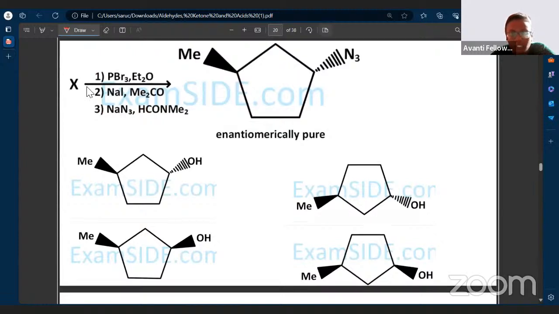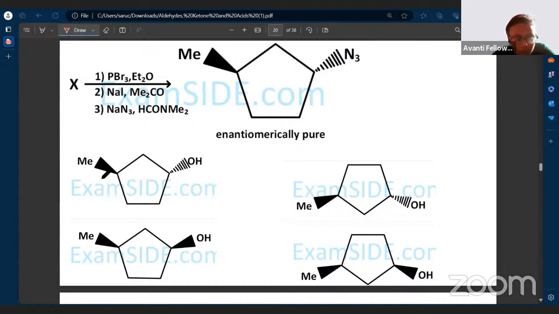So in this question, the product is given. You have to find out the reactant. The reagents are given: PBr3, Et2O, NaI/Me2CO, NaN3, and HCO. When X reacts with these three reagents, we'll be getting this enantiomerically pure product. You have to find out what X would be.